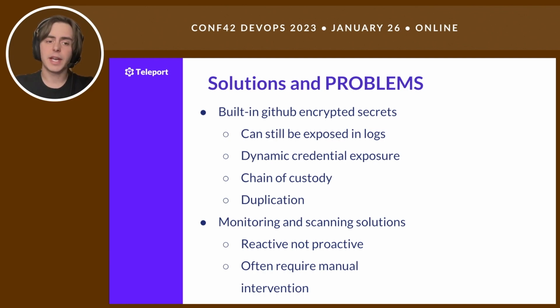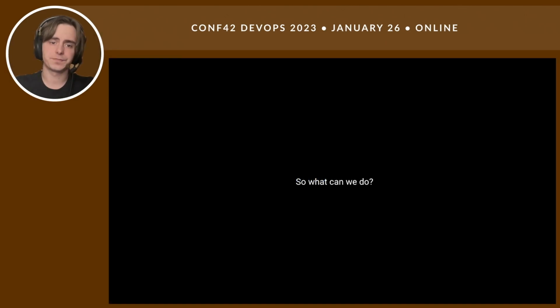So again, these tools are great, these scanning and monitoring tools, but they just don't go far enough, and they certainly aren't enough by themselves. So this leads to the question of, so what can we do about this? What can we do about all of our secrets?